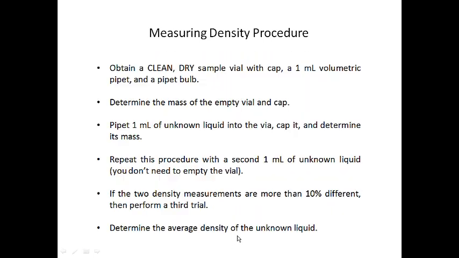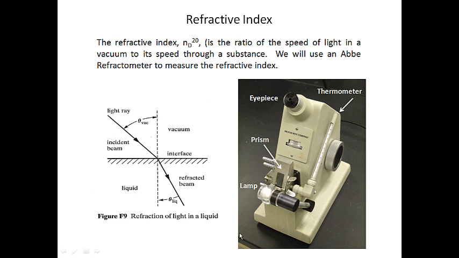And then finally, the third, and this just outlines that procedure again, the third physical property that we're going to learn about is refractive index. Now, the refractive index is technically the ratio of the speed of light in a vacuum relative to its speed of light through the substance. We use what's called an Abbe Refractometer to measure the refractive index.